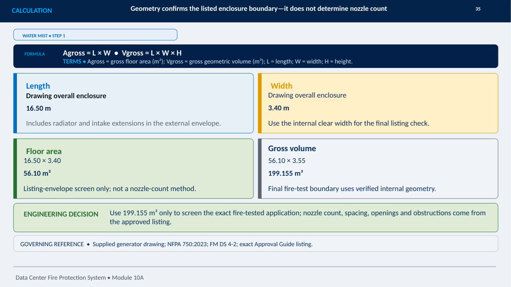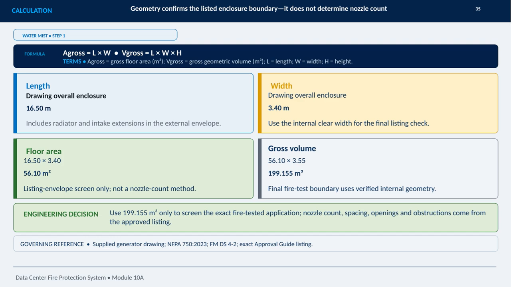This slide shows the first calculation step for the water mist application, establishing the enclosure geometry. The drawing gives an overall length of 16.50 meters and a width of 3.40 meters. Multiplying those values produces a gross floor area of 56.10 square meters. Using the enclosure height of 3.55 meters, the gross geometric volume is 199.155 cubic meters. These calculations confirm the listed boundary, including the radiator and intake extensions in the external envelope.